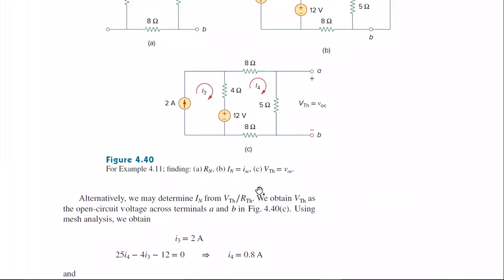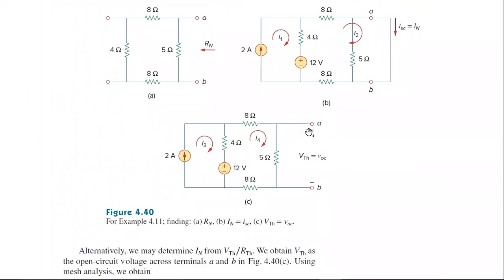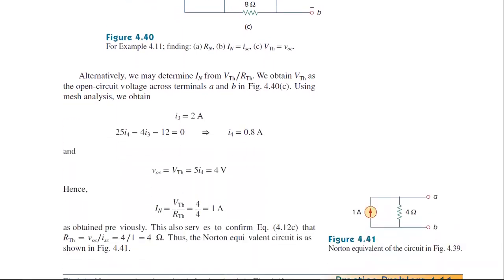Kindly observe. You can make a short circuit of these A and B terminals and measure the current, or you can make an open circuit of these A and B terminals and measure VOC. VOC is nothing but VTH. If you divide VTH by RTH or RN, then you can find the IN. That is one of the methods. But here also, for finding VTH, you need to apply the mesh analysis technique. So this is the way of finding the Norton's equivalent circuit parameters.